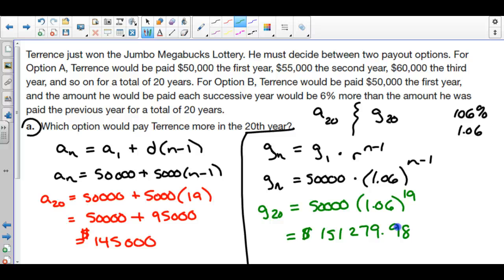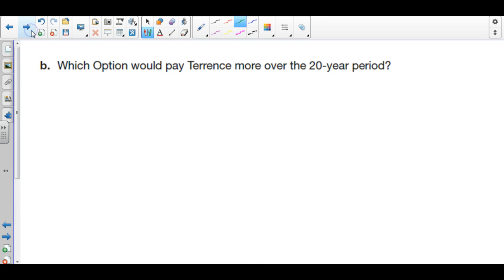I'm going to take those down on a sheet of paper because I have the feeling that we are going to be using those in a second. 145,000. The other one's 151,279.98. Okay. Next part of this problem, then, we're going to figure out which option is going to pay him more over the 20-year period. So in this case, we're going to be evaluating a couple of sums.